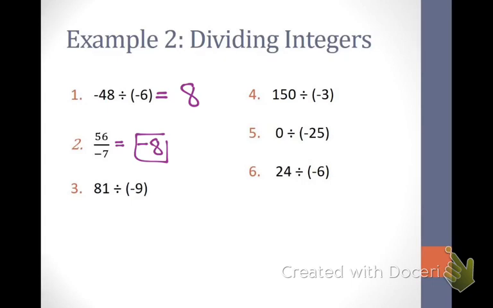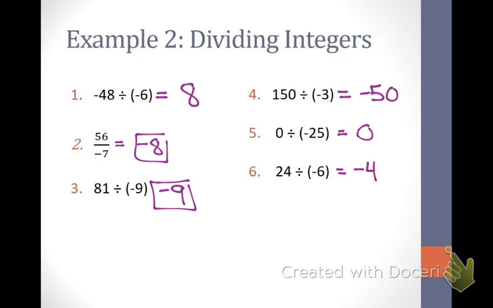All right, so 81 divided by -9 is -9. 150 divided by -3 is -50. 0 divided by -4 is 0. Who got them all right? Nice. All right. Great job, guys. All right. Example 3.